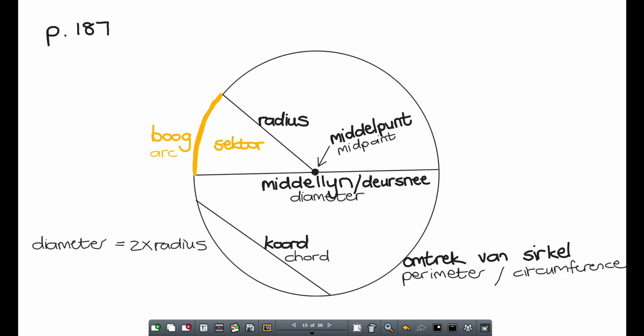So that's an arc. Now that piece of pizza that we were talking about just now, we can't call it a pizza, we call it a sector. Okay. So that's just wording that they can use in tests, exams, exercises that we're doing. Okay? Right, so just so you know what these mean.